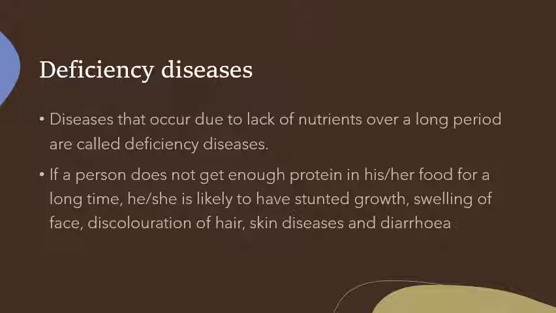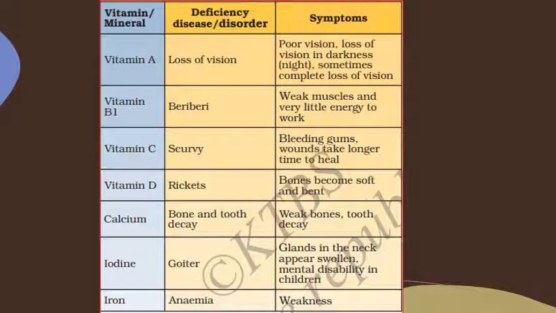But here you need to understand that if you eat anything too much, it is bad. If you eat anything too little, that is also bad. You should always eat in an adequate amount. Adequate means the required amount for our body. If you don't get enough vitamins, minerals, or any kind of nutrients in our body, it leads to deficiency diseases. Now here in this picture, you can see the mineral or vitamin names, the disorder names, and the symptoms.